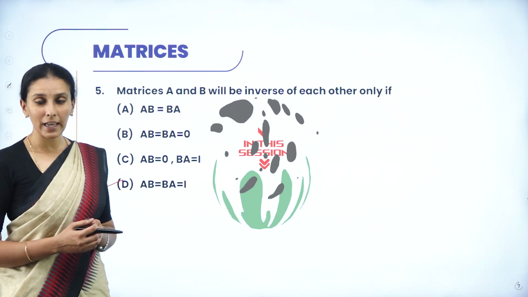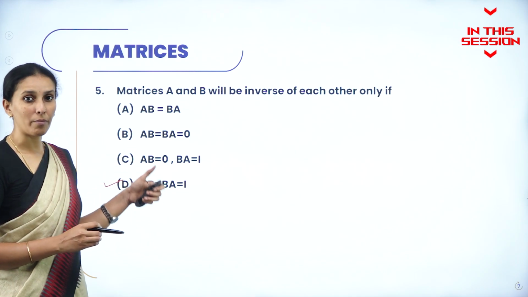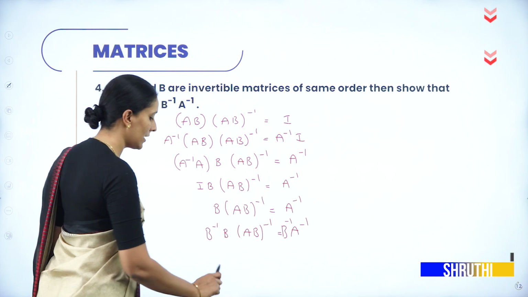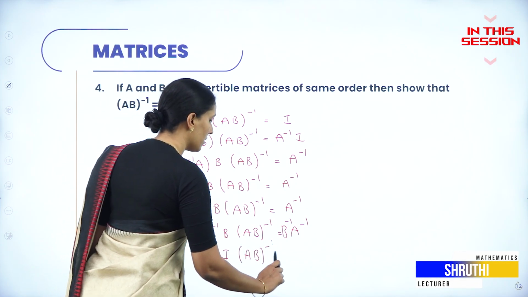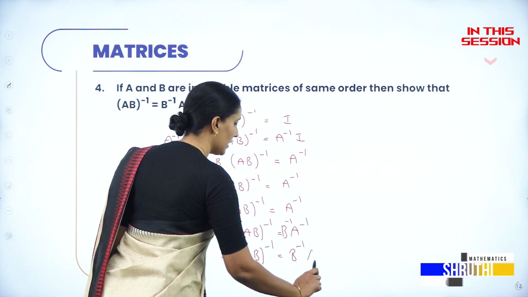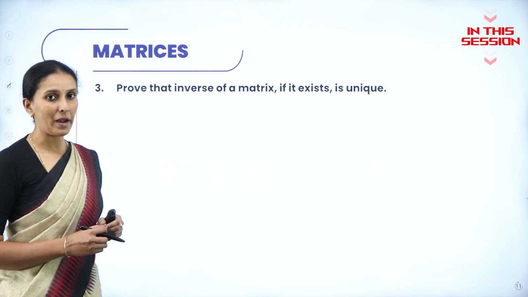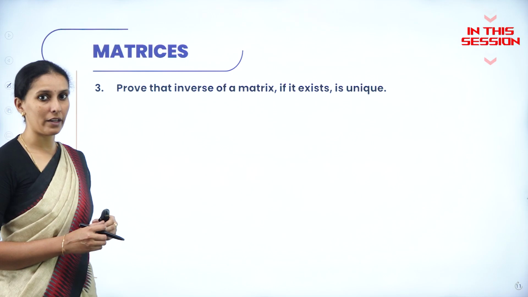AB is equal to BA is equal to the identity matrix, then we can say A is inverse of matrix B or B is inverse of matrix A. B inverse into B is nothing but identity matrix, which is AB whole inverse is equal to B inverse A inverse. For every matrix, if inverse of a matrix exists, it is always unique. That means there will be only one inverse for a given matrix.